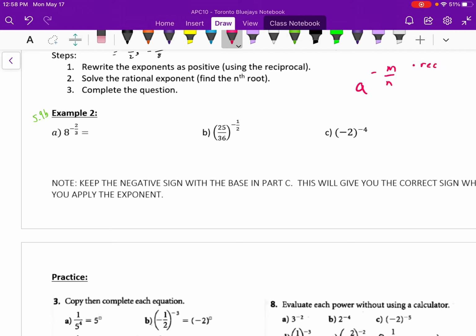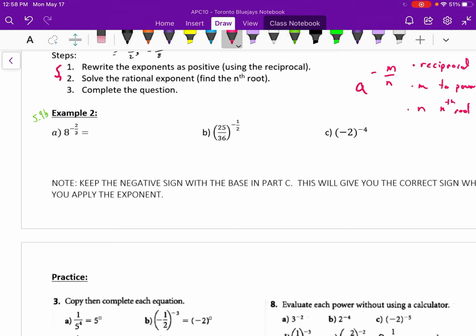The negative is the reciprocal, if it is negative. If it's not negative, you don't have to do the reciprocal. M really means the power. N is the nth root. So really, it doesn't matter which one we do, just as long as we do it consistently.